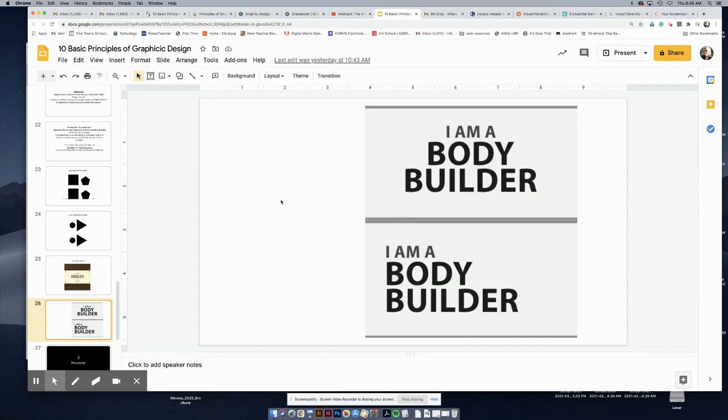Moving along here, we have two chunks of text. I am a bodybuilder is aligned to the center on the top, and it's left aligned to the bottom. That's where we're going to stop with our elements. And now I'm going to have you start to create some elements that use some of these principles that we've just learned.